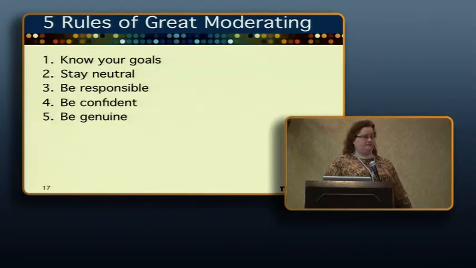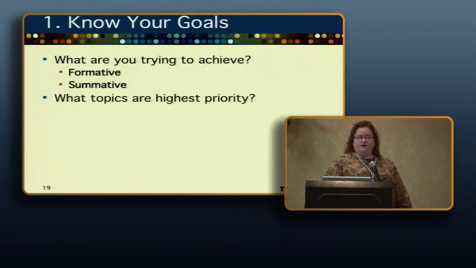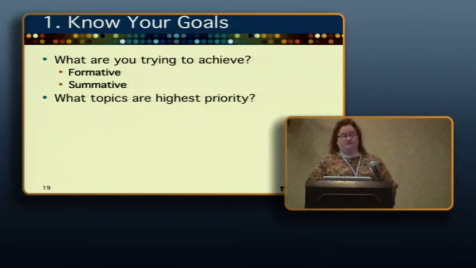So now I'm going to talk about 5 rules of great moderating. So the things that I like to say are: 1, know your goals. 2, stay neutral. Be responsible, be confident, and be genuine. So knowing your goals, you need to understand what you're trying to get out of the usability test.